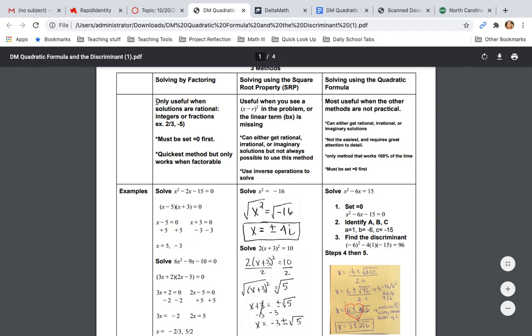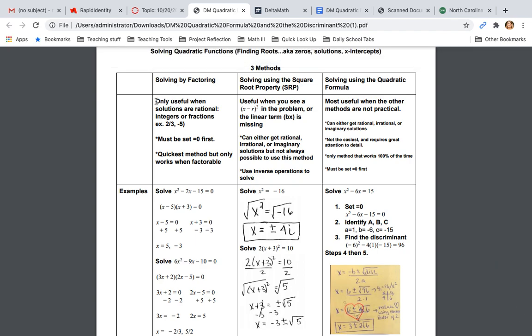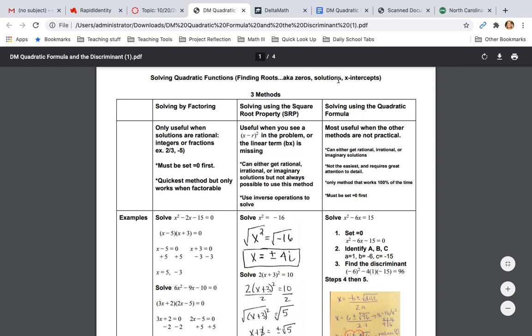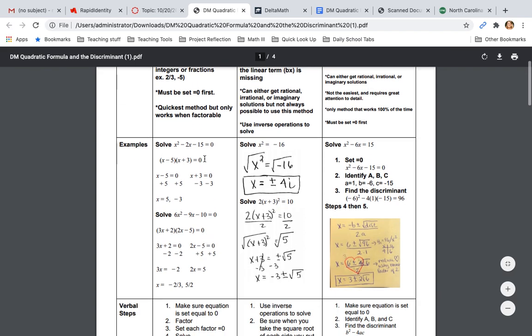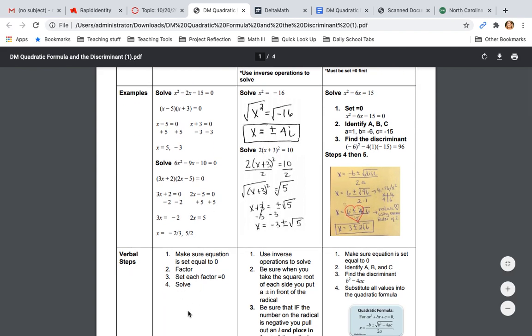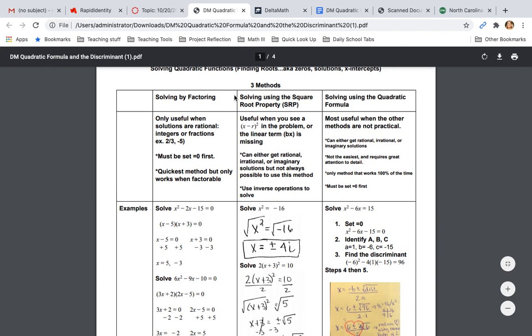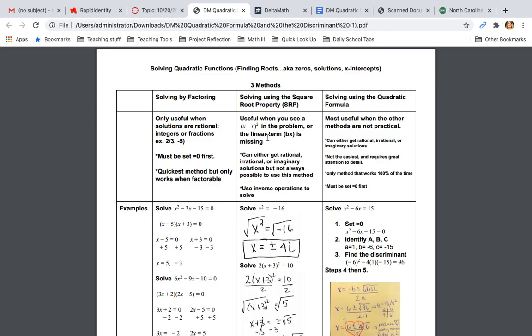Solving by factoring is awesome if you can factor, but you can't always factor. So if our solutions are rational, so remember that solutions are another word for zeros or x-intercepts or roots, in other words, where the parabola hits the x-axis, if they are normal pretty numbers like fractions or positive or negative whole numbers, then factoring is going to be the easiest method. And then I have 2 examples worked out, and then verbal steps right here in words for you. So this is going to be a great reference sheet for you to print out if you're capable of, or at least save in your files to refer back to.